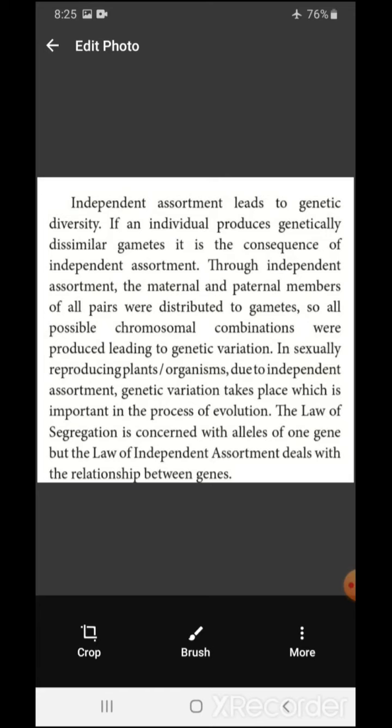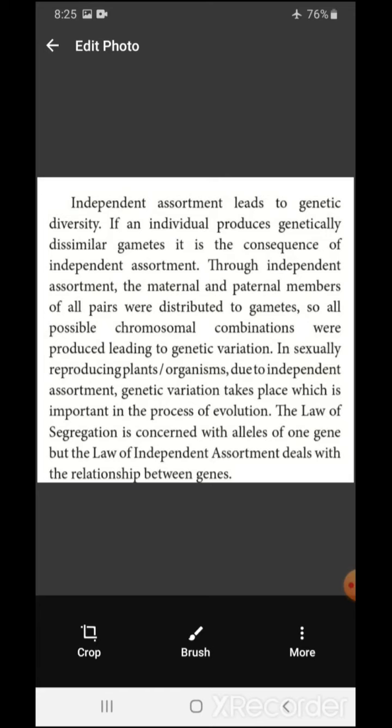Through independent assortment, the maternal and paternal members, maternal meaning mother, paternal meaning father, of all pairs were distributed to gametes. So all possible chromosomal combinations were produced, leading to genetic variation. In sexually reproducing plants or organisms, due to independent assortment, genetic variation takes place, which is important in the process of evolution. So the law of independent assortment is important for the process of evolution.